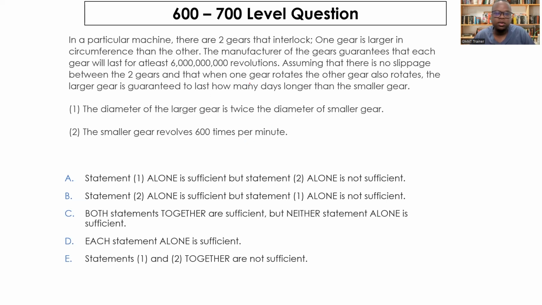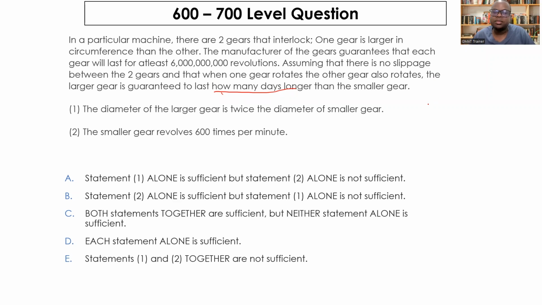6 billion revolutions. Assuming that there is no slippage between the two gears, and that when one gear rotates, the other gear also rotates, the larger gear is guaranteed to last how many days longer than the smaller gear? How many days longer? We've been asked for a definite answer. So we must have one definite answer for it to be sufficient.